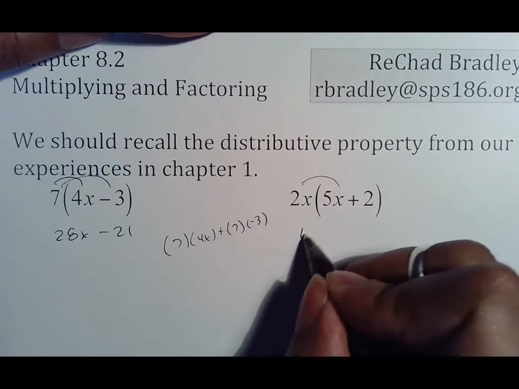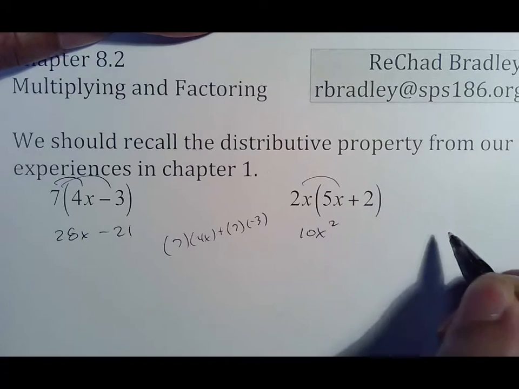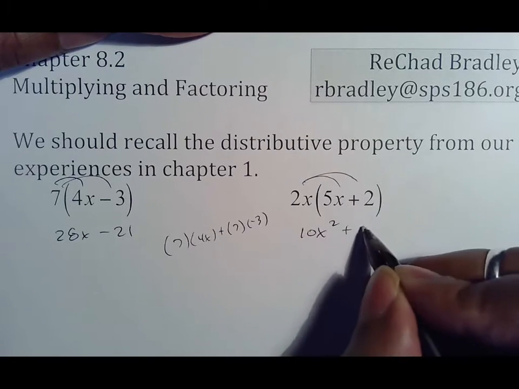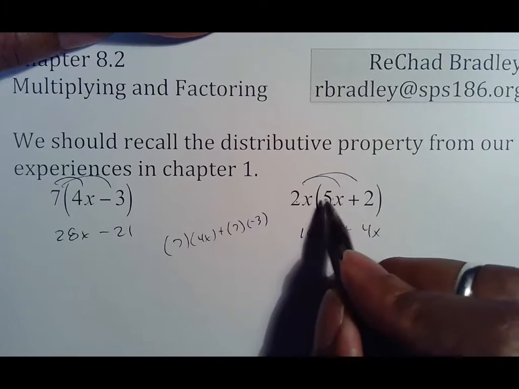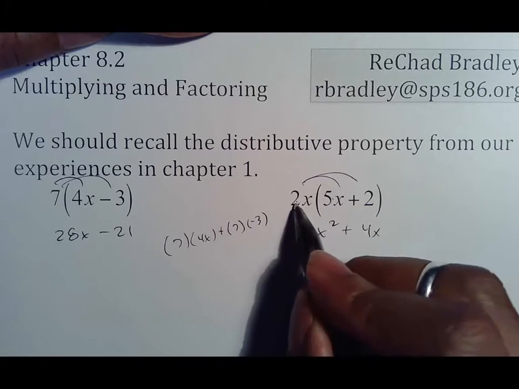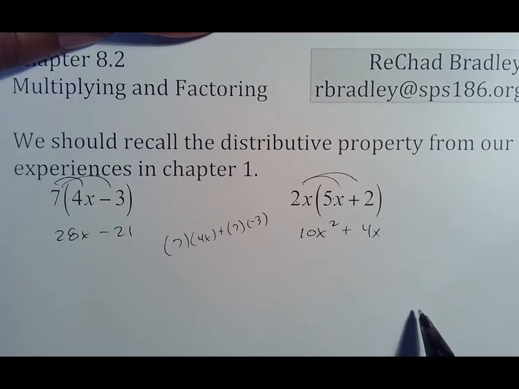Here, 2x times 5x is 10x squared because there's 2 x's, plus 2x times 2 is 4x because there'd be 1x there. Again, 10 with x and x is x squared. 4 with 1x coming down is that part.